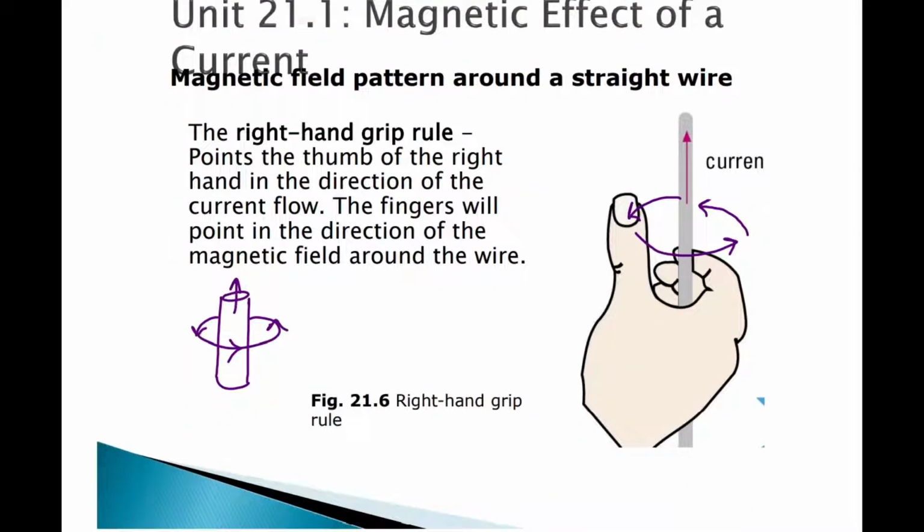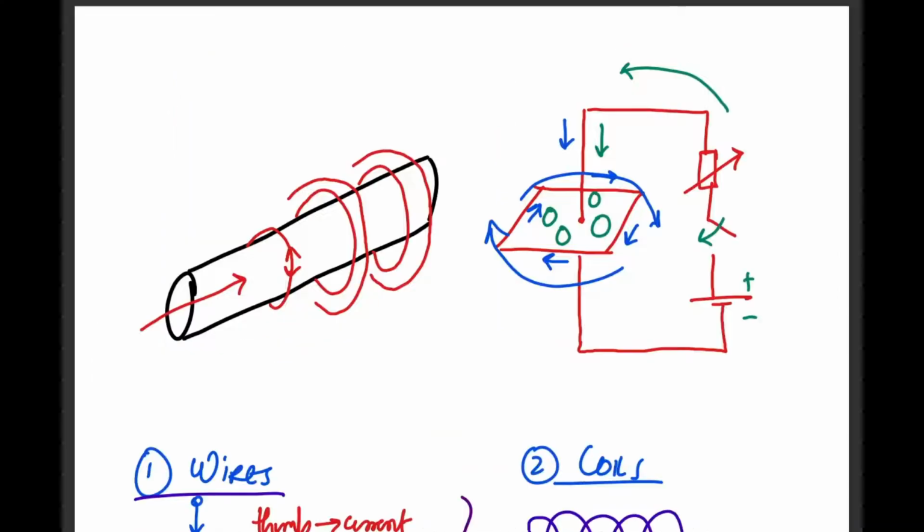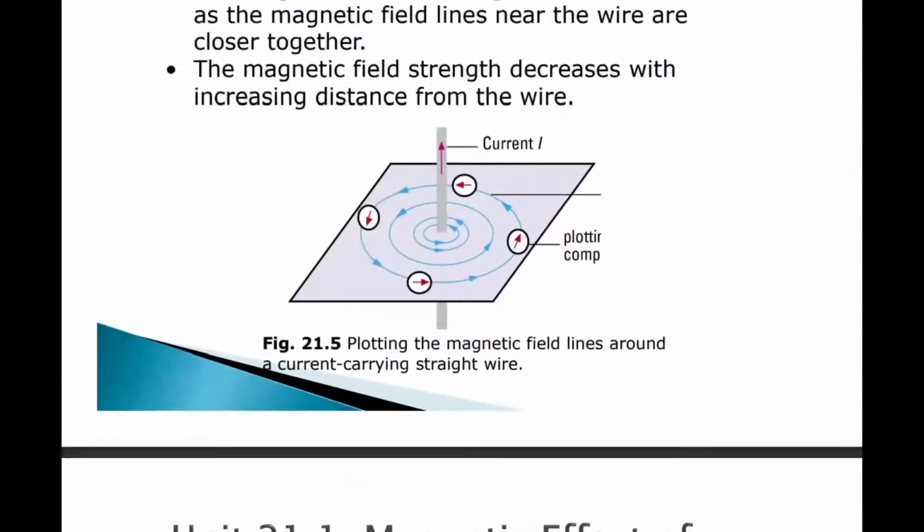So it is a rule based on observation. We didn't have it at the very beginning. It was not miraculously revealed to us that, okay, use this rule and then you can find out the direction of the magnetic field. No, it is based on observation. Okay. Now, let's try to visualize for the coil.